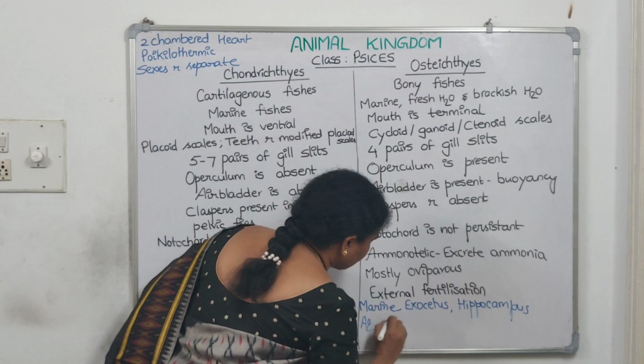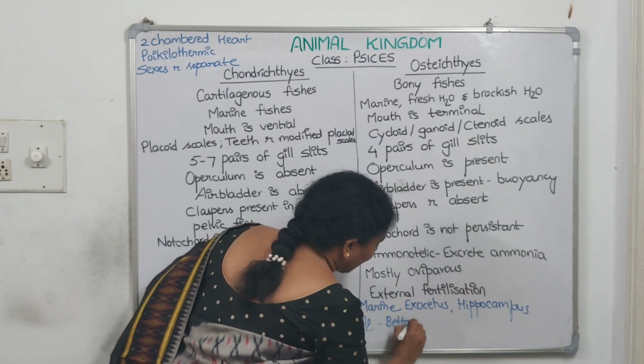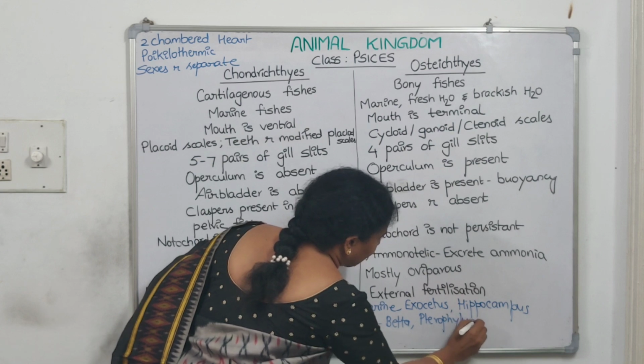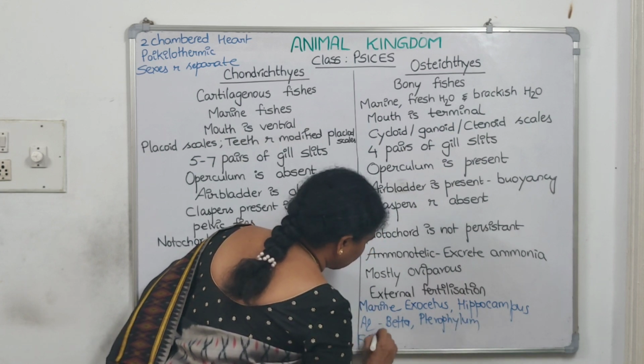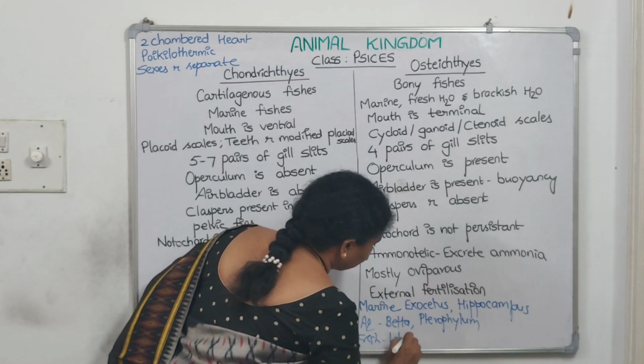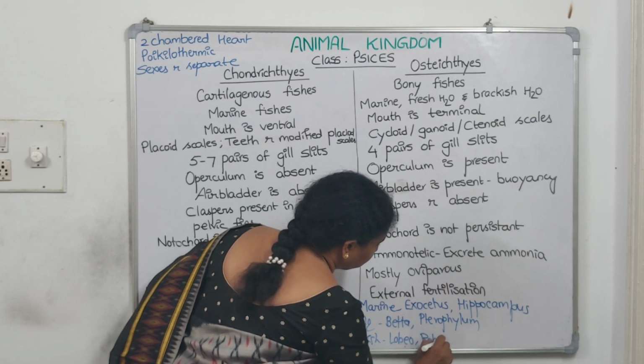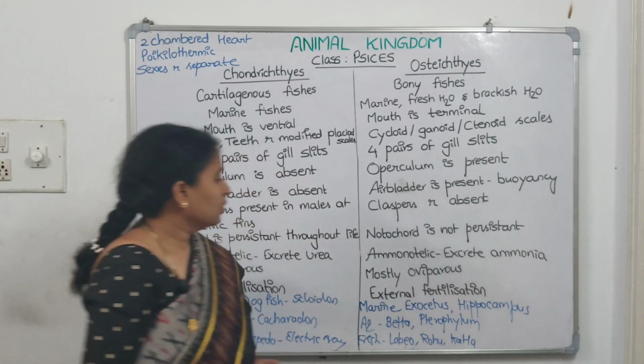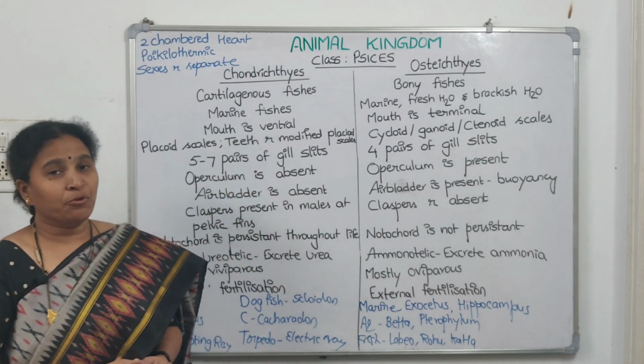Aquarium fishes are Betta and Pterophyllum. And freshwater fishes are Labeo, Rohu, Katla. So we don't have any code for memorizing bony fishes.